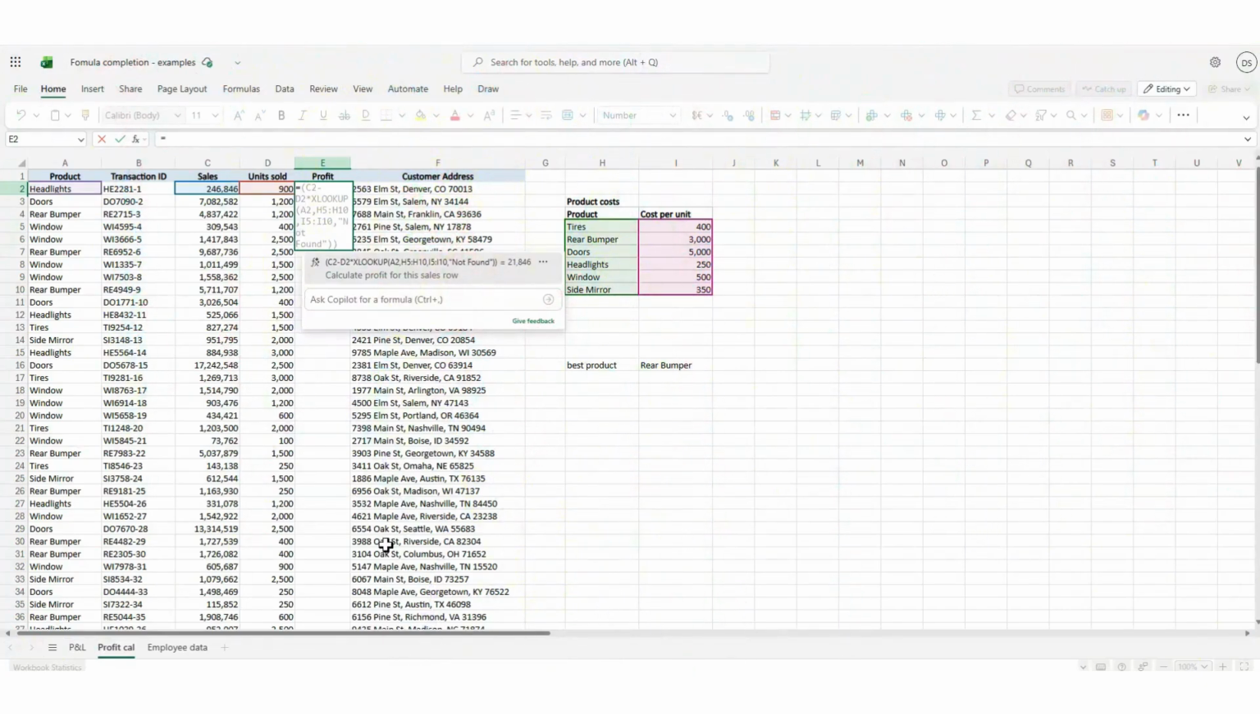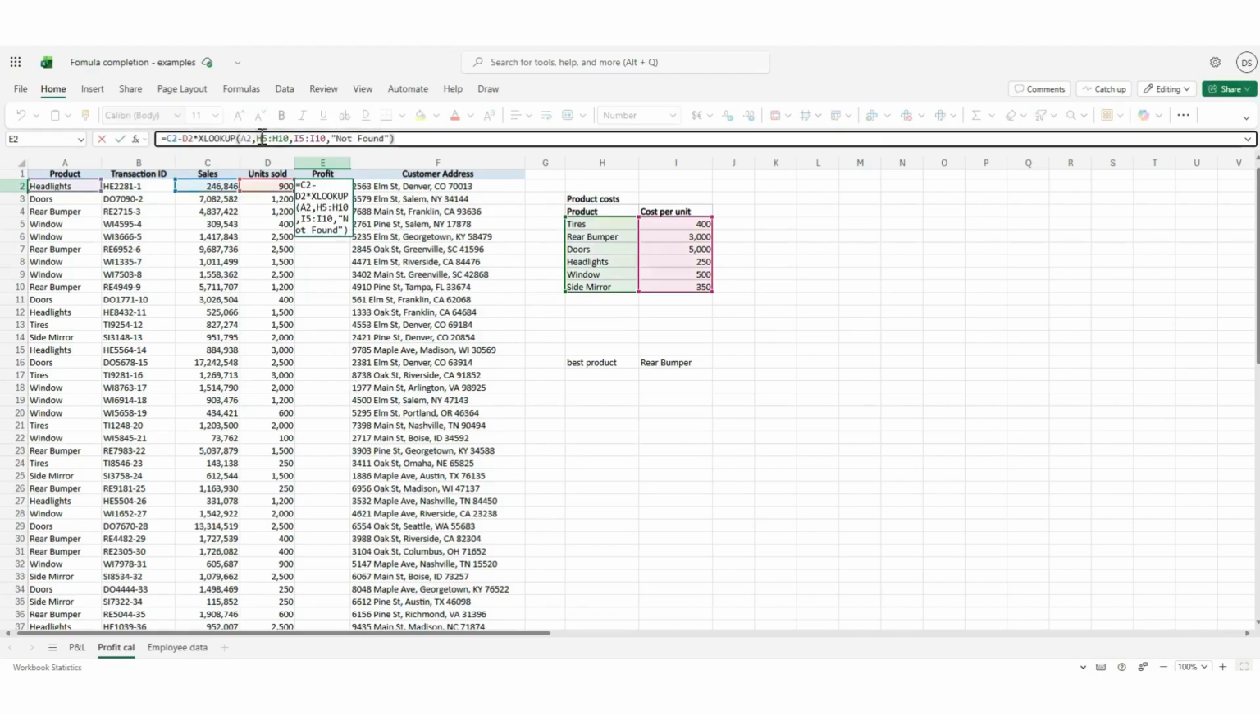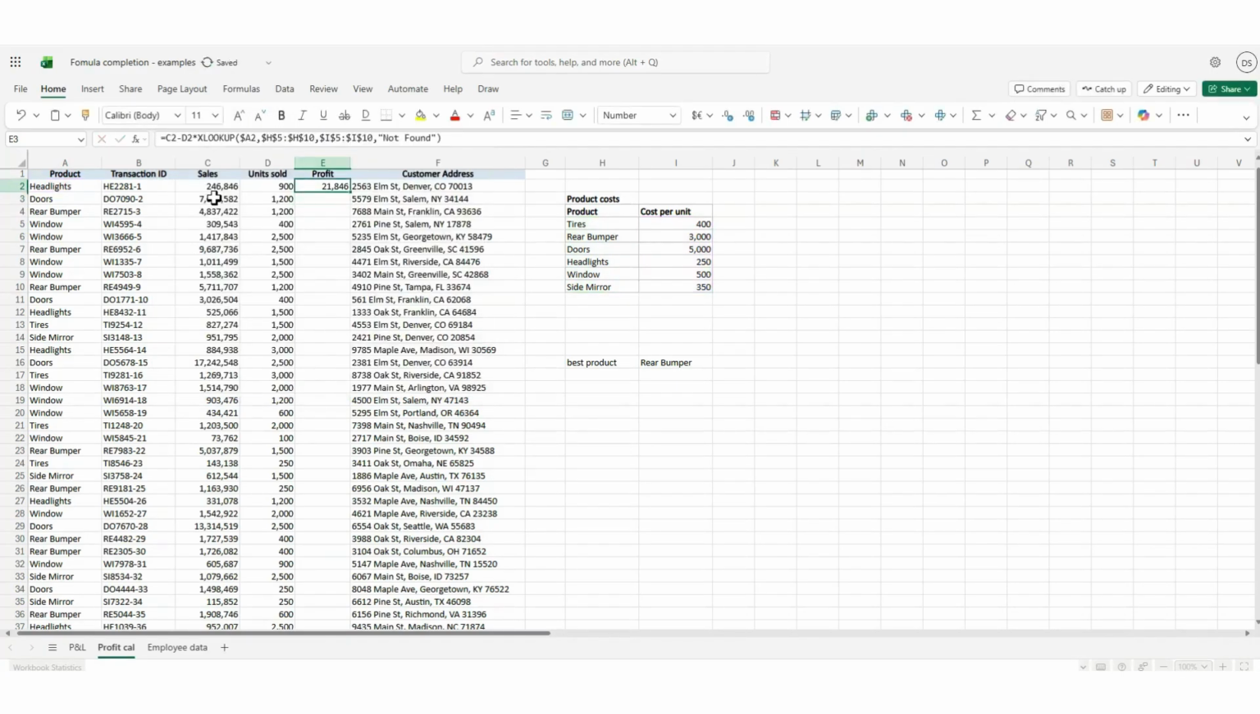Boom. So Copilot is making a correct suggestion here where it is calculating the profit by deducting from the sales amount, which is in C2 here, the cost amount, which is calculated by multiplying the units sold, and the respective price of headlights, which it has looked up using XLOOKUP from this table over here. So I'll go ahead with the Copilot suggestions here, but we need to make sure that we freeze the range correctly over here. Great.